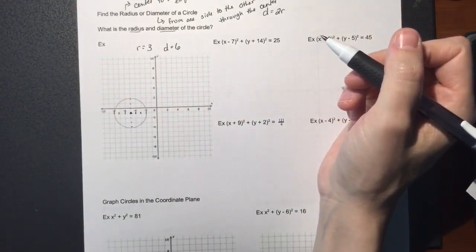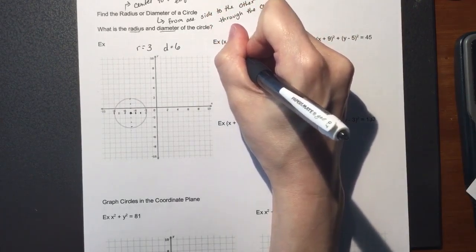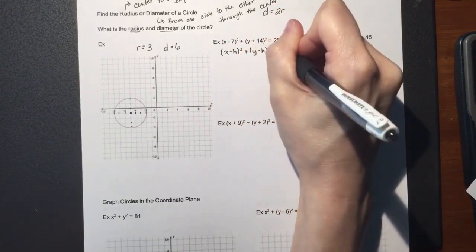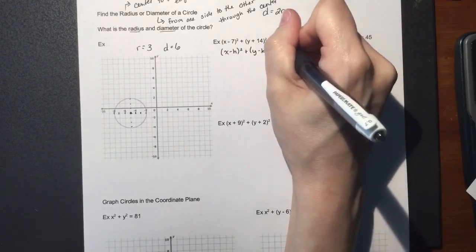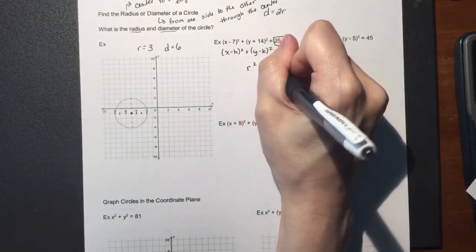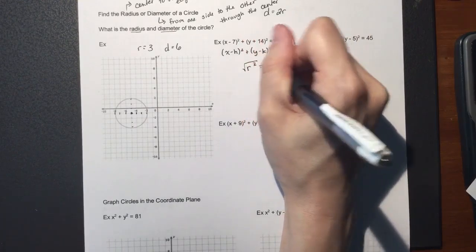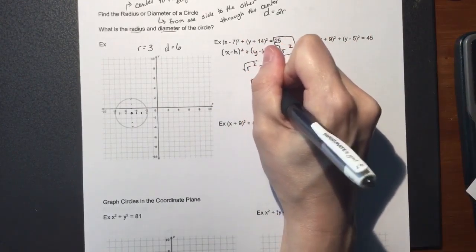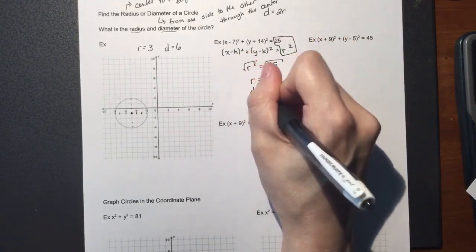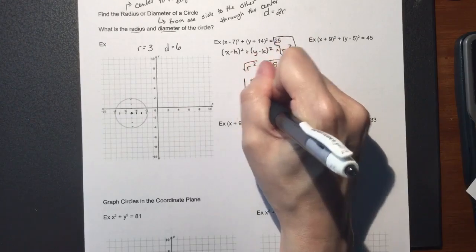Alrighty, so looking at the next one, they want the radius and the diameter. So if we're looking at this formula, remember standard form is x minus h squared plus y minus k squared is equal to r squared. So this value right here is going to give us our radius, but this value, r squared, is equal to 25. We're not interested in what r squared is. We want to know just the radius. To figure out the radius, we take the square root of both sides, and r is going to be equal to 5. So the radius for this one is going to be 5, and the diameter is going to be equal to 2 times that radius, which is going to be 10.